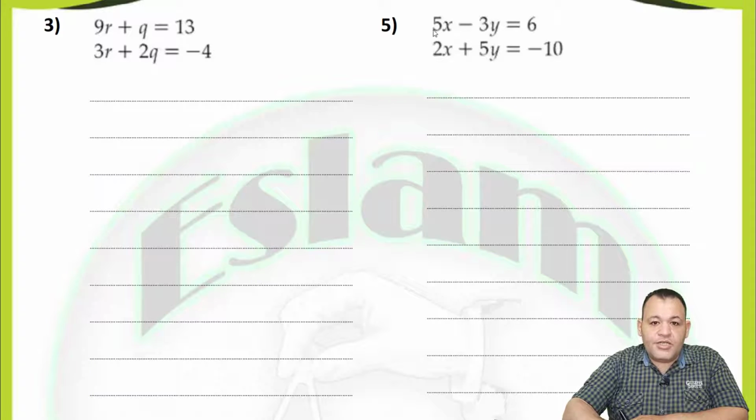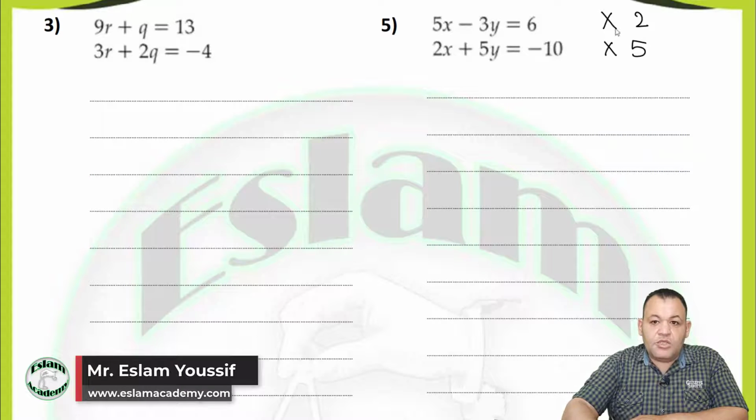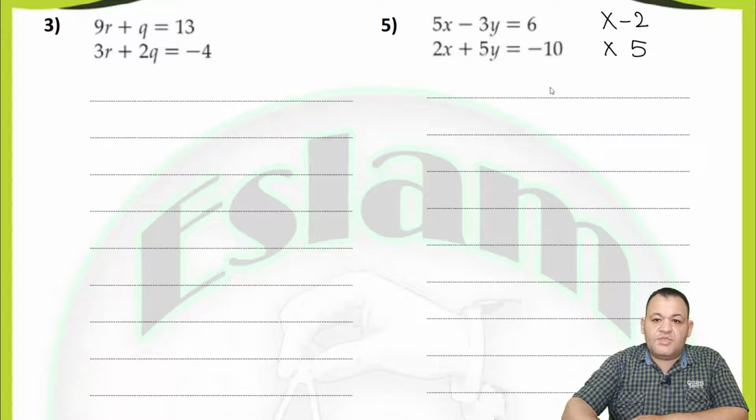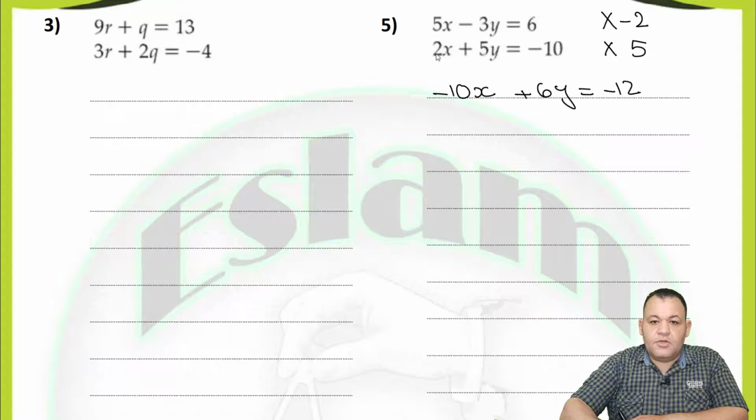The first coefficient here is 5, so you need to multiply the second equation by 5. The second coefficient here is 2, so you need to multiply the first equation by 2. But now they have the same sign, so multiply one of them by a negative to change the sign. Now we have 5 times negative 2 equals negative 10x. Negative 3y times negative 2 equals positive 6y. 6 times negative 2 equals negative 12. 2x times 5 equals 10x, plus 5y times 5 equals 25y, equals negative 10 times 5 equals negative 50.